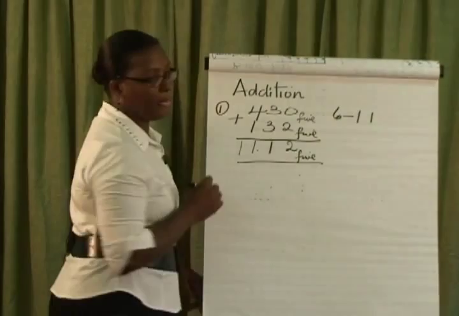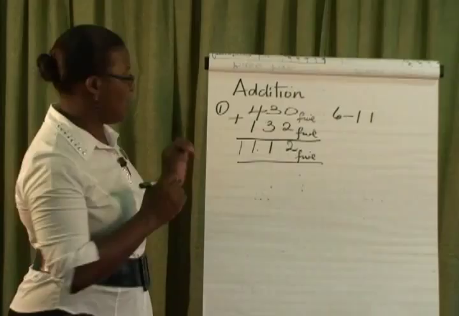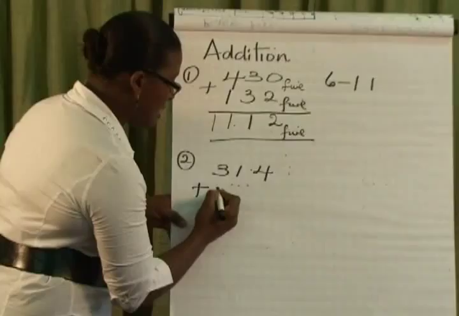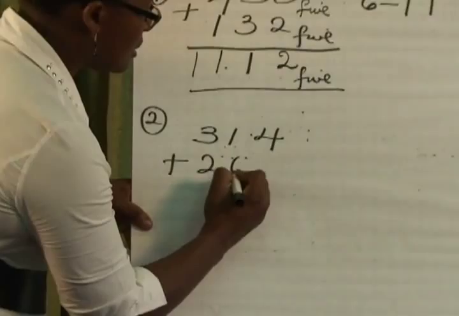Now it's time for you to try. So you're going to find the sum of 3, 1, 4 and 2, 0, 1.